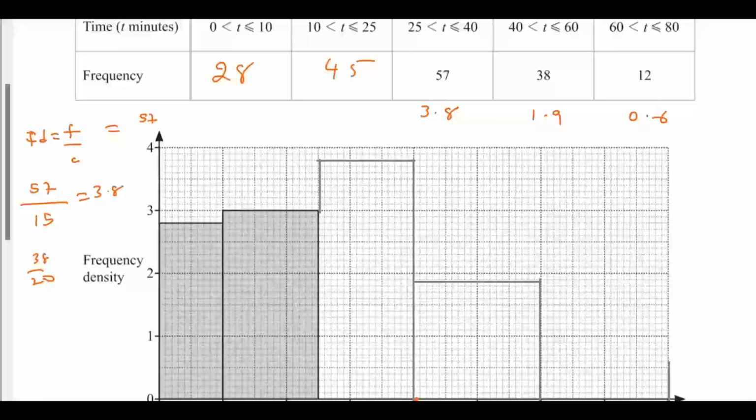0.6 will be somewhere here. Okay, then you can draw this now. 0.6 will be like this. Okay, so join them together. So that will be the drawing here.